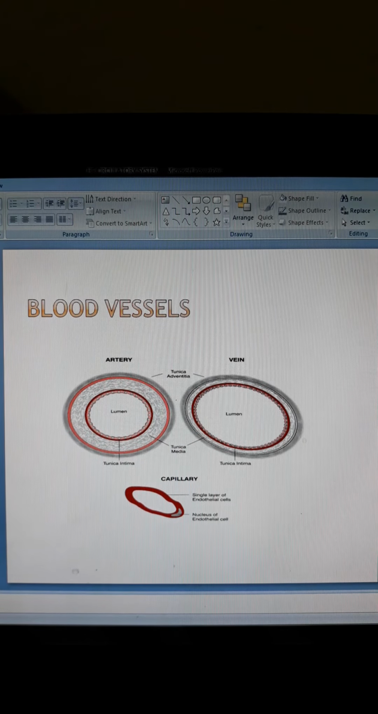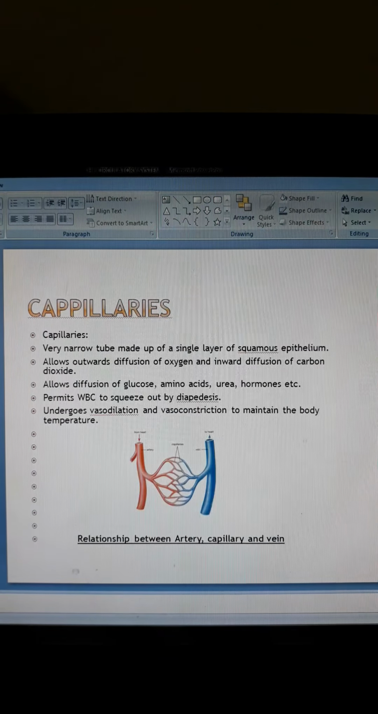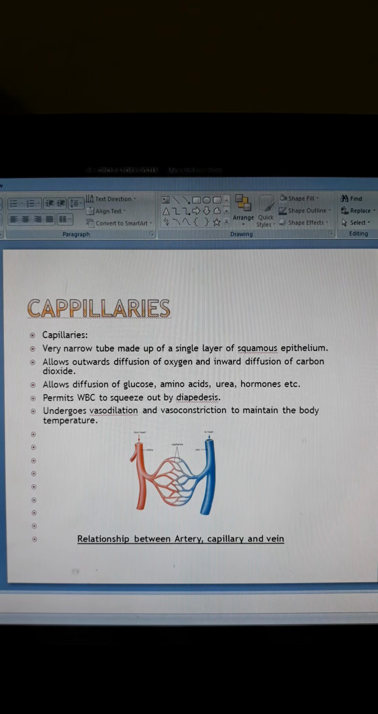Now capillaries are also capable of vasodilation and vasoconstriction. Vasodilation increases the blood supply to any body part, whereas vasoconstriction reduces the blood supply. For example, the skin turns yellow or pale or red due to the increase or decrease in the blood supply in the body. So this is how they can undergo vasodilation or vasoconstriction.